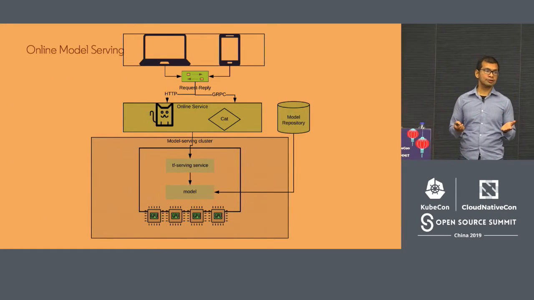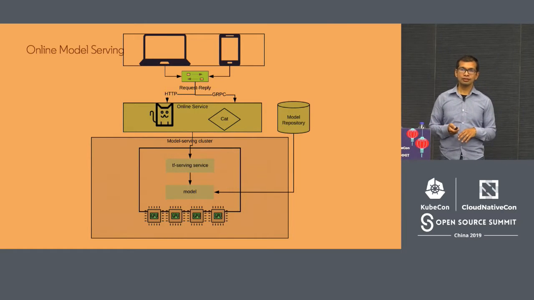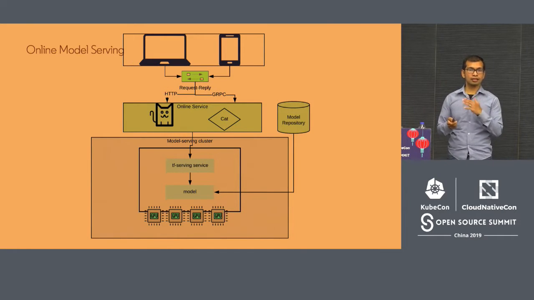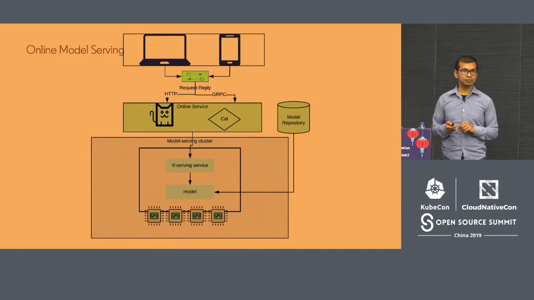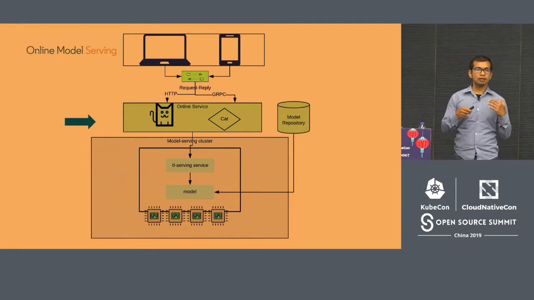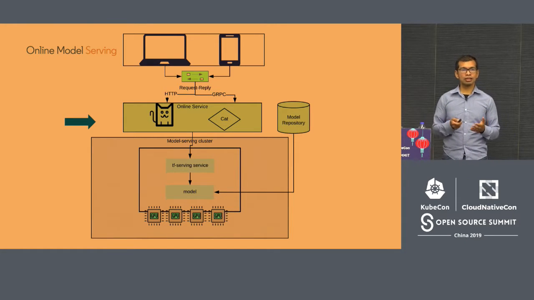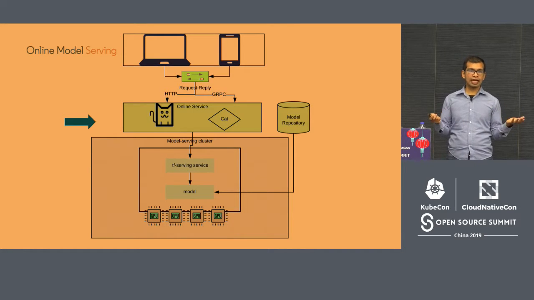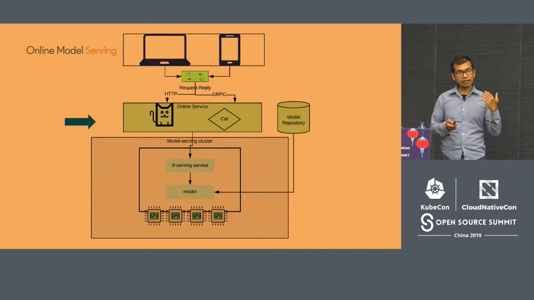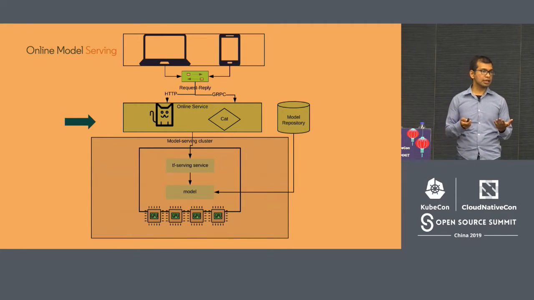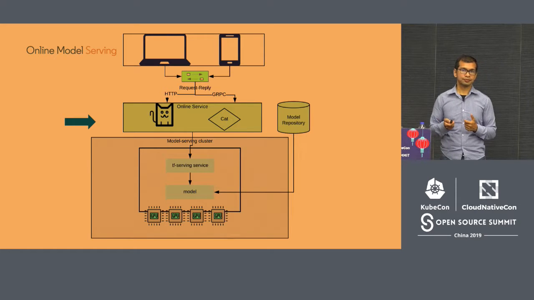Our next use case was another online use case, serving models directly from our Kubernetes cluster. So let's say there is a production service that wants to identify the image of a cat. It will send that image of a cat to this model service, and what it expects from the model service is the word cat.